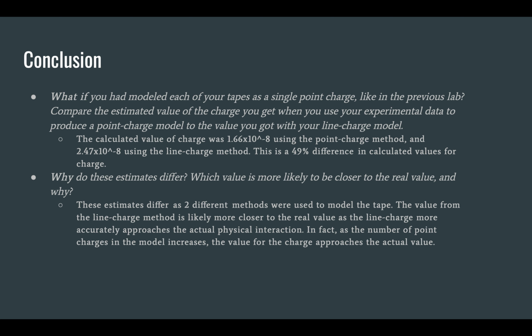And so why do these estimates differ? Which value is more likely to be closer to the real value, and why? These estimates differ as 2 different methods were used to model the tape. The value from the line charge method is likely closer to the real value, as the line charge more accurately approaches the actual physical interaction. In fact, as the number of point charges in the model increases, the value for the charge approaches the actual value. And that's all I got.